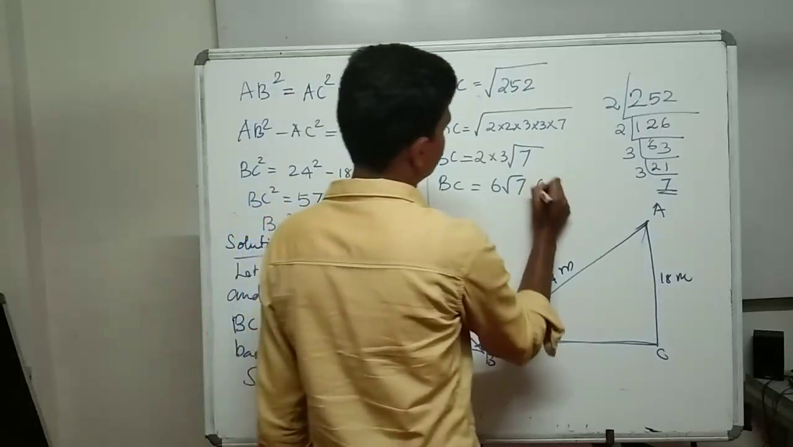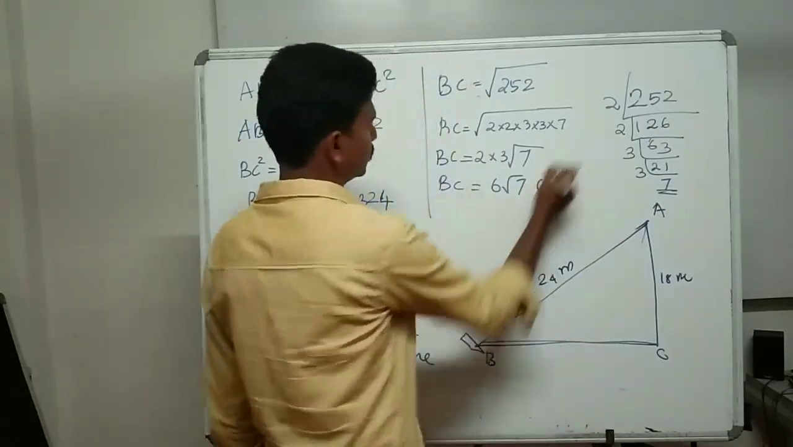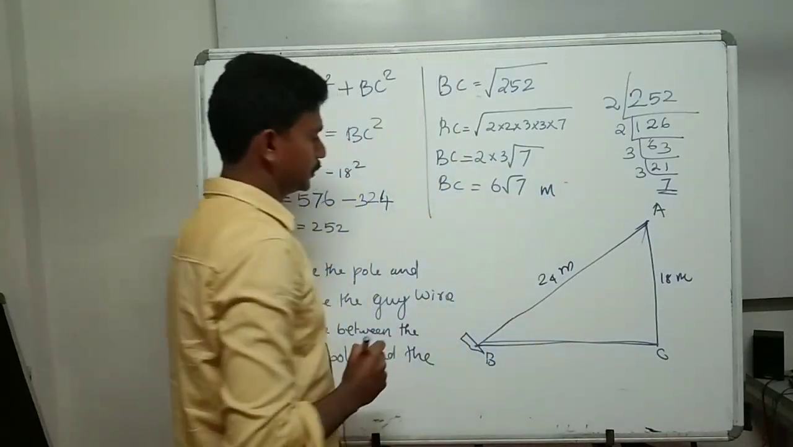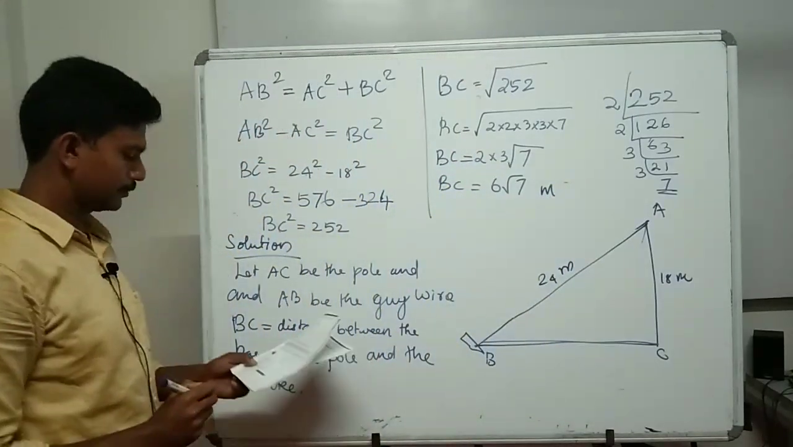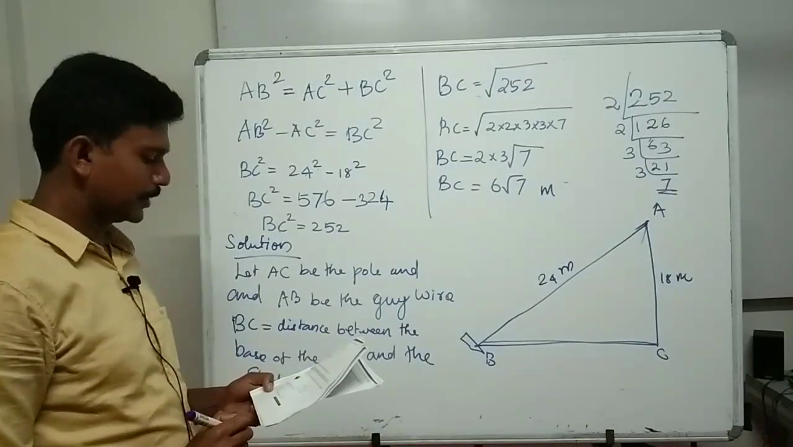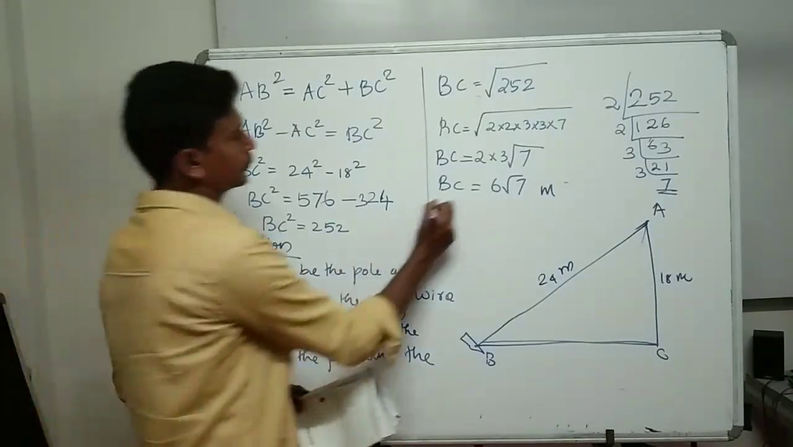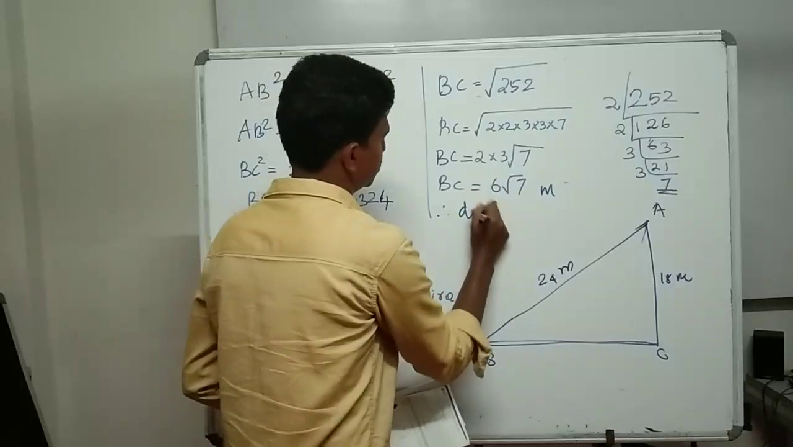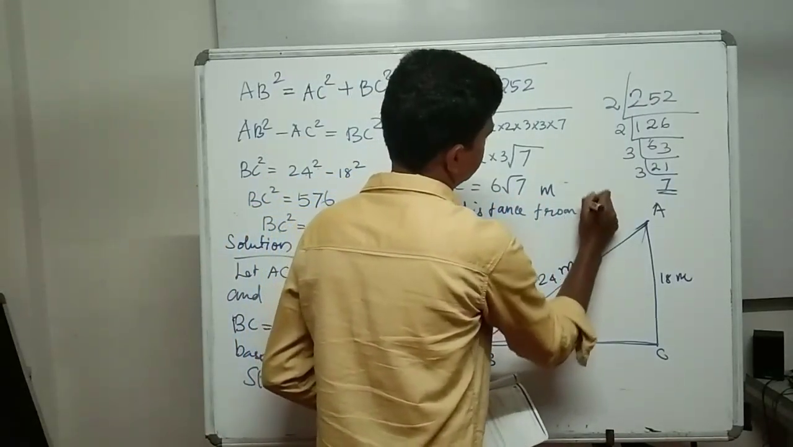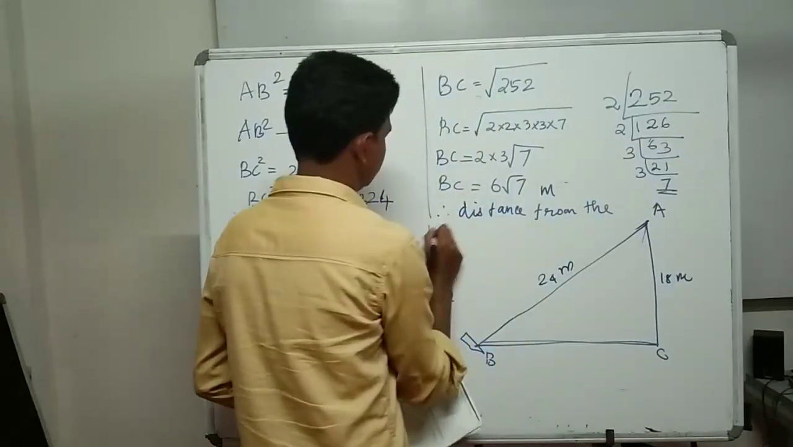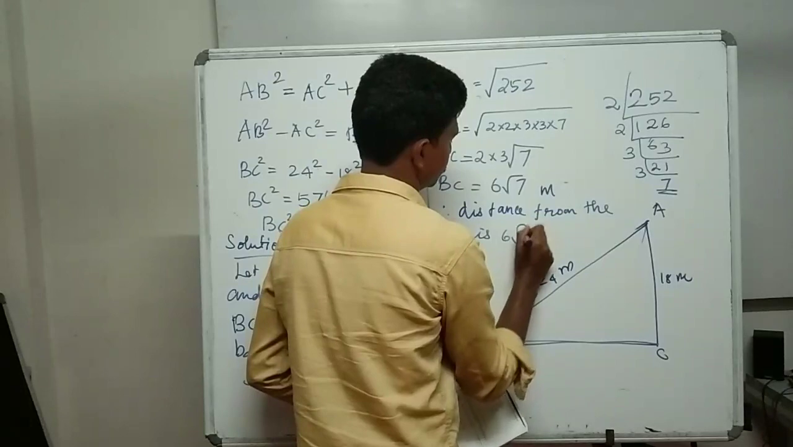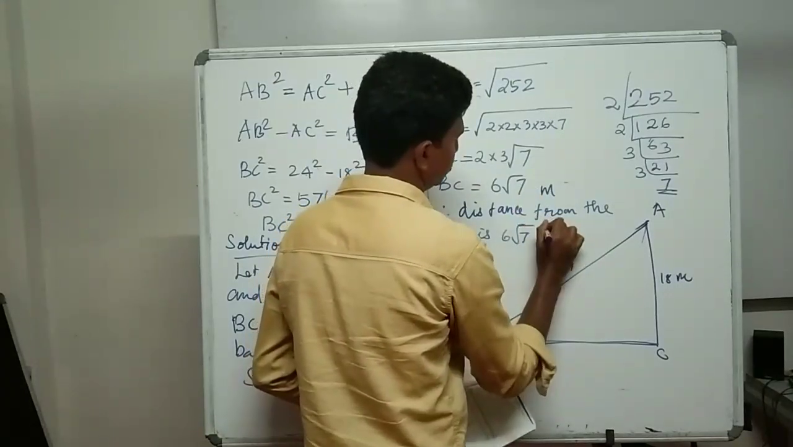So BC is equal to 6 root 7 meters. So that should be fine. Finally we can write, therefore the distance from the base is 6 into root 7 meters.